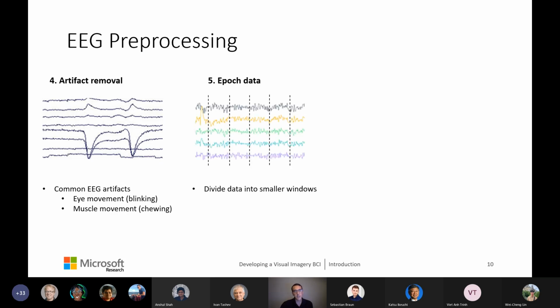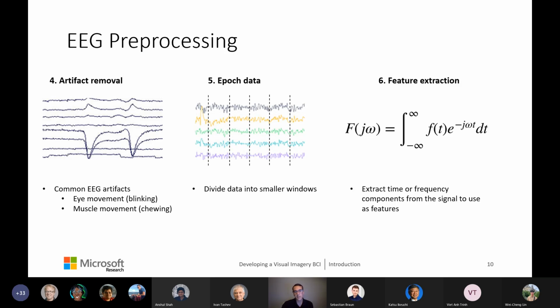It would also be a good idea to epoch the data. So this would be dividing the data into smaller windows. This would depend on the task period, if you want to divide the data into when the task starts and when it ends, or maybe even break that into smaller categories that you can process your data and classify it based off of.